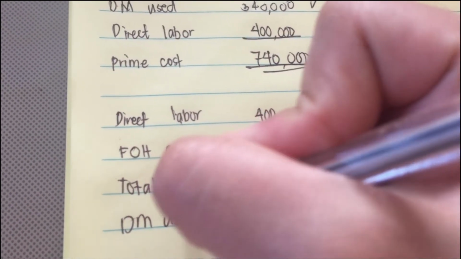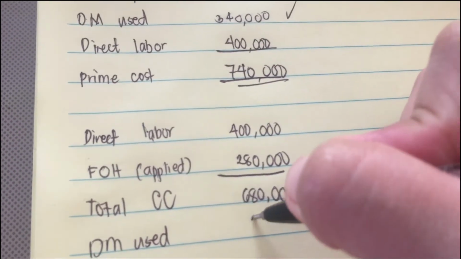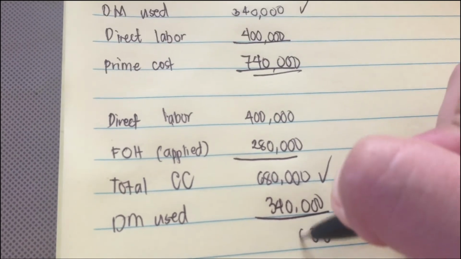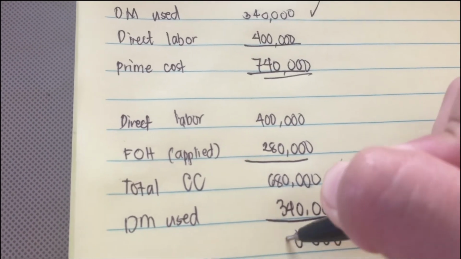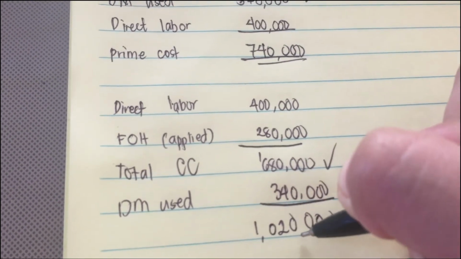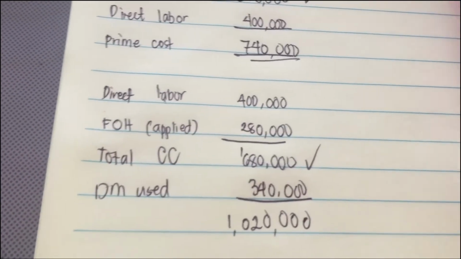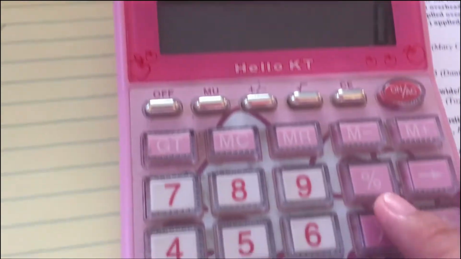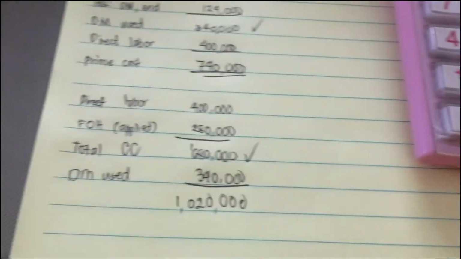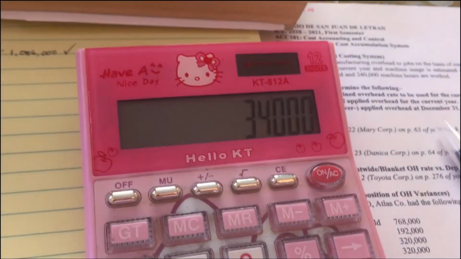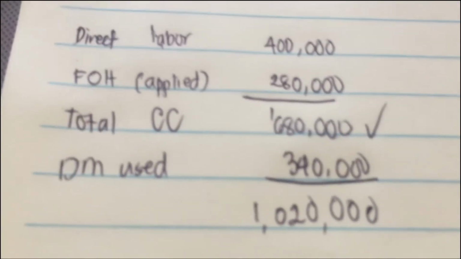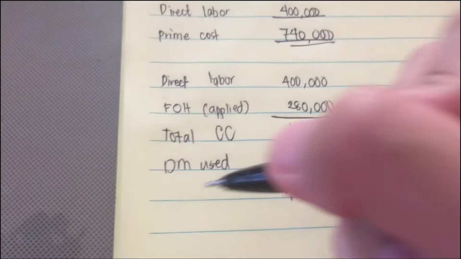Then we add the direct materials to get the total manufacturing cost. Direct materials used of 340, 0, 12, carry 1. So, 1,020,000. Let's check if it is correct. 680 plus 340. There, 1,020,000 pesos. This is our total manufacturing cost.